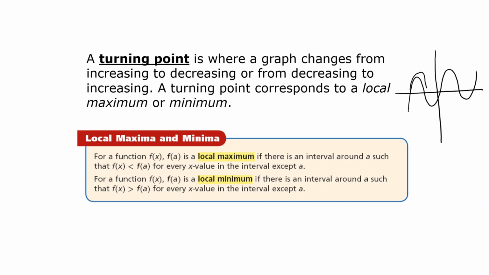All right, I go from increasing to decreasing. Here I have a turning point where I go from decreasing to increasing. This is called a local maximum, and this would be called a local minimum. This would be a local maximum, and this would be a local minimum. So those are the intervals where it's increasing, then decreasing, or decreasing, then increasing.